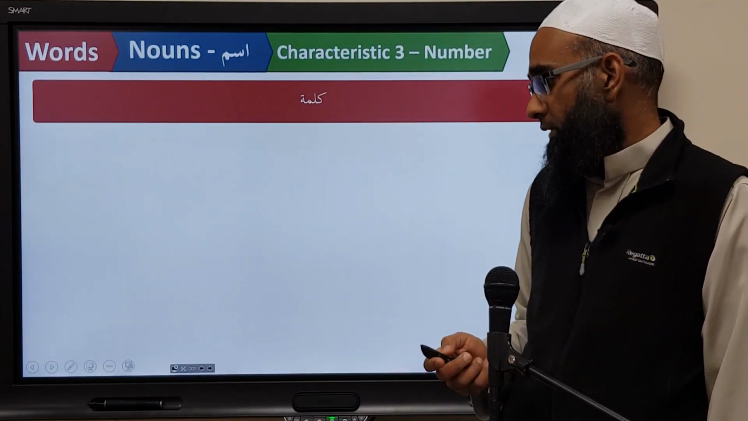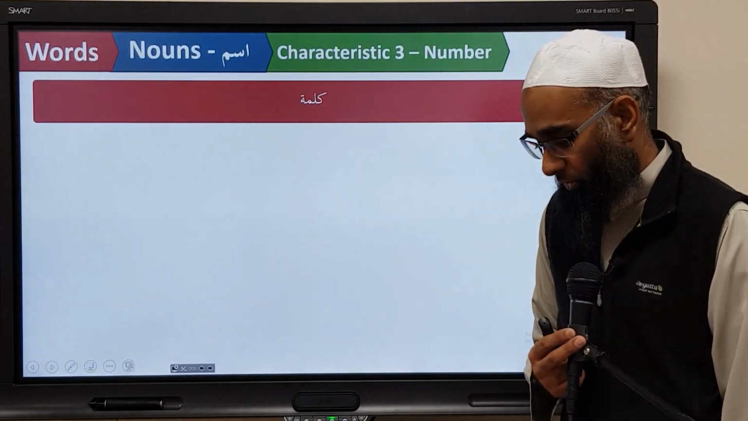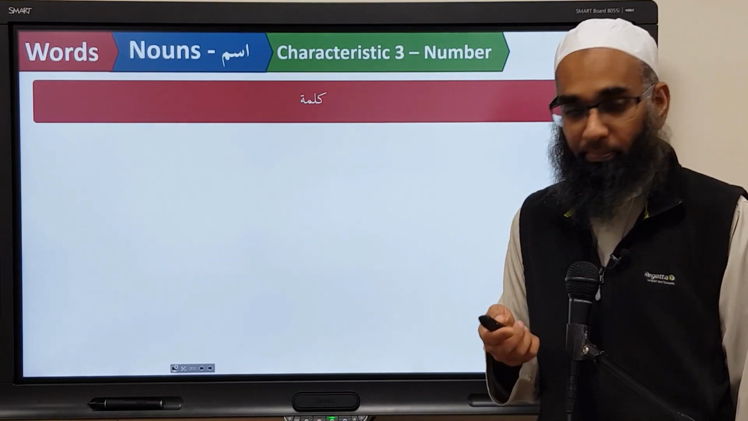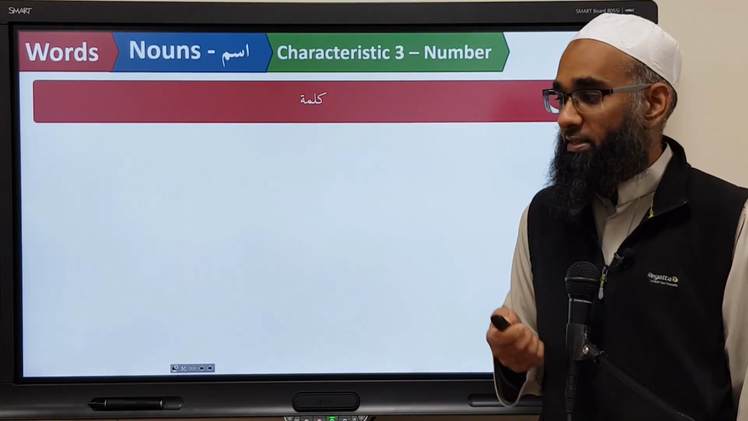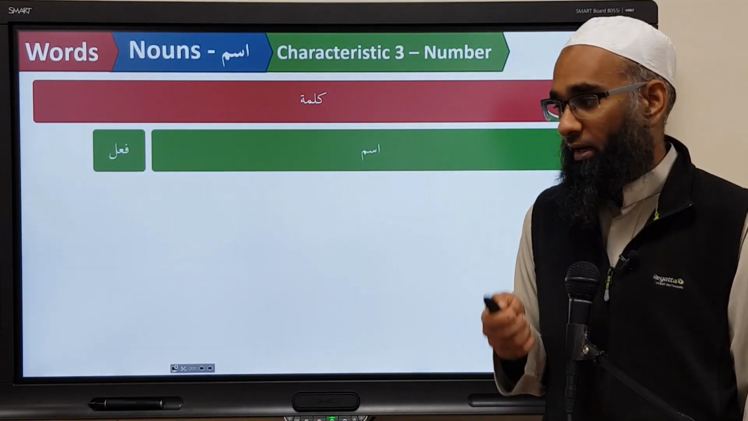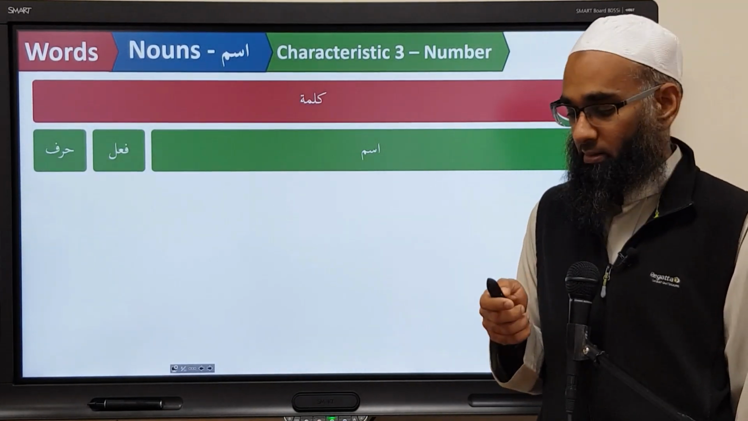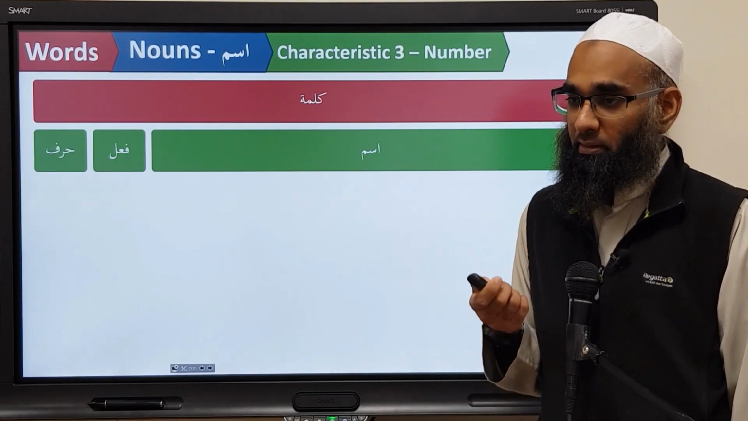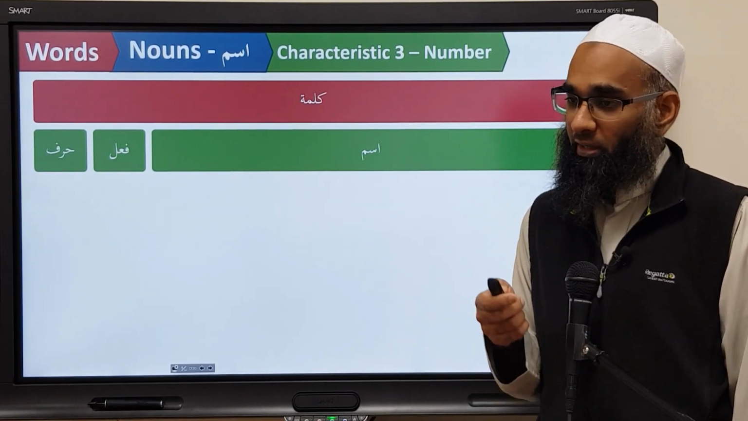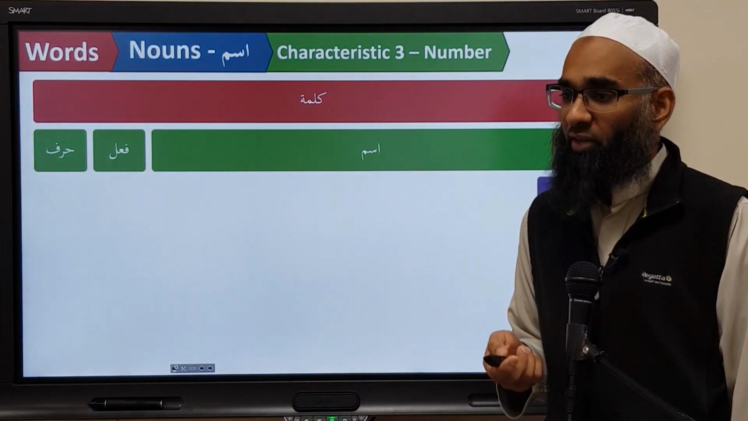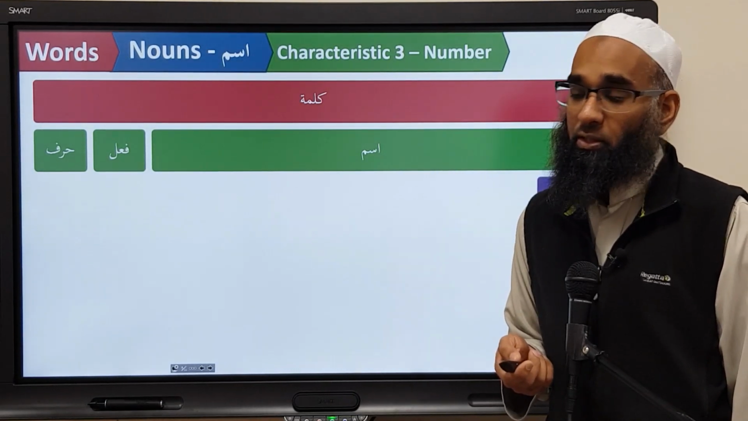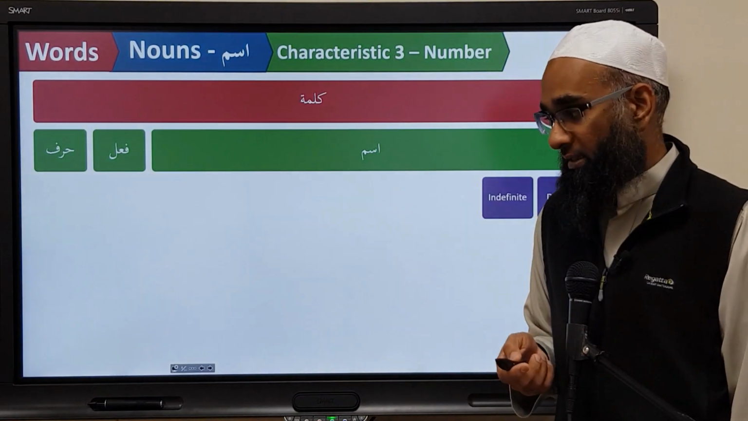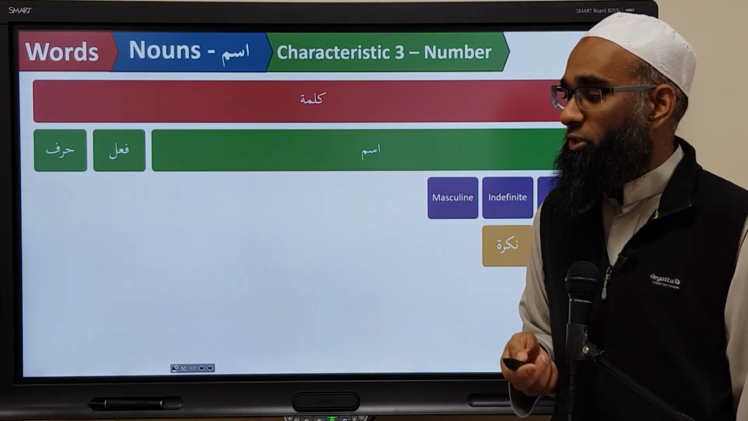Okay? So let's recap again before we finish off. We have kalima. How many types of kalima are there? Three. What are they? Ism, fi'l, and harf. Ism has four categorizations. What's the first one? Definite or indefinite. Definite is ma'rifa and indefinite is nakira.